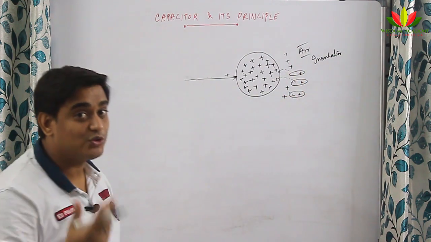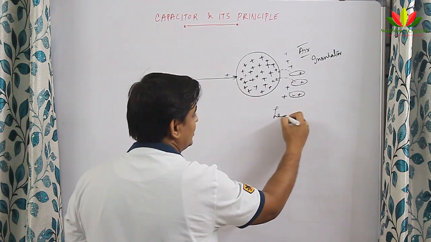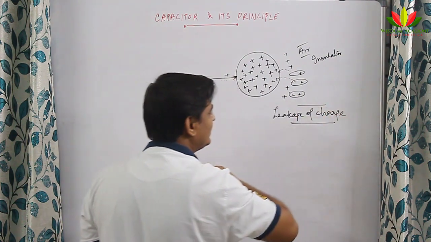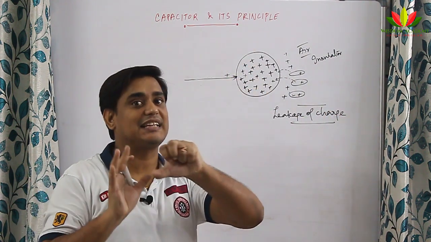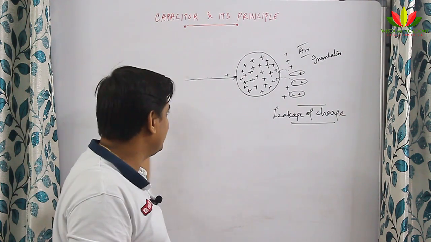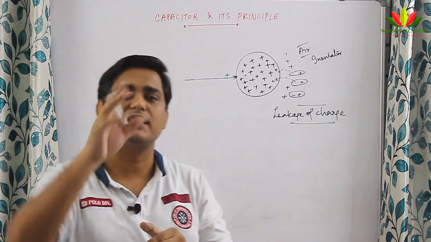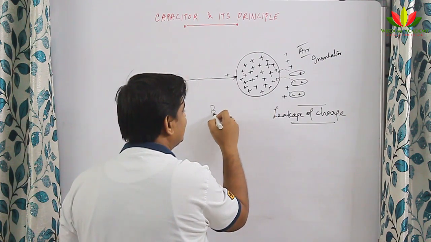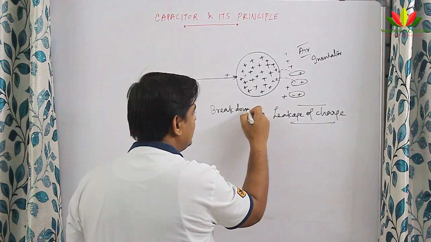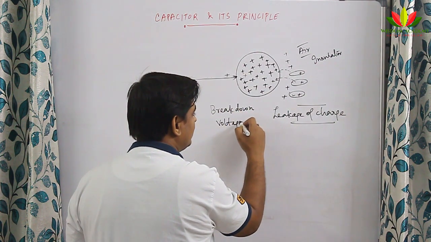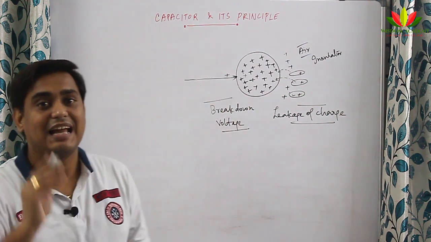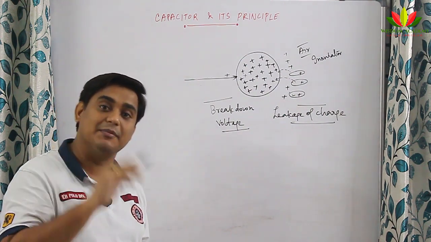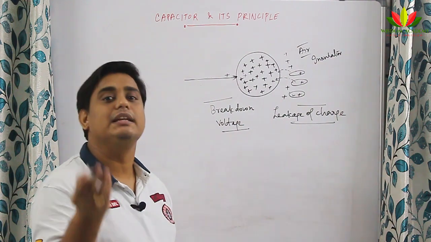Some people will also name it leakage of charge. And why does it happen? Because it has reached its capacity, and further increasing its potential is ionizing the nearby medium present. And at what voltage does it happen? That voltage is called the breakdown voltage. So what is the definition of breakdown voltage? It is the voltage at which the capacitor reaches its limit and starts ionizing the nearby medium.